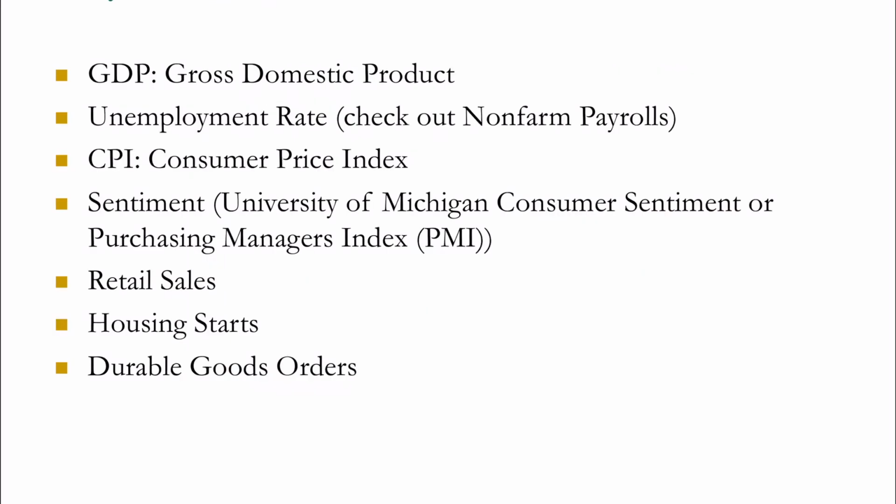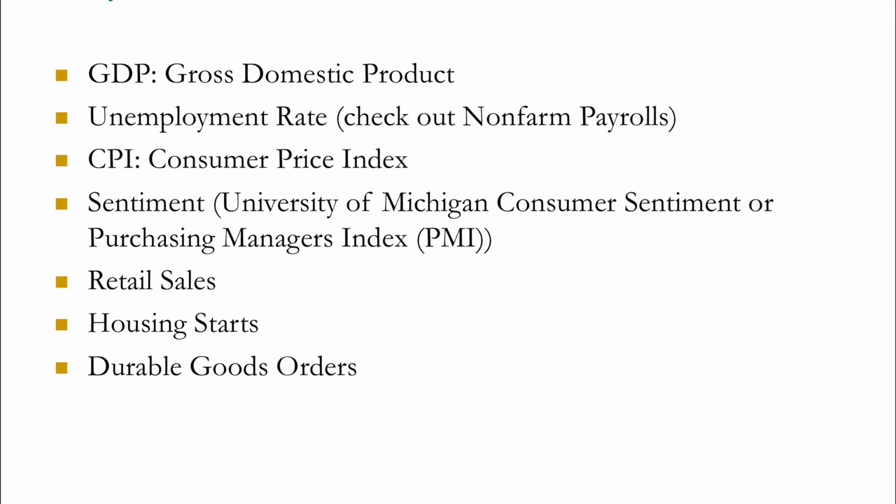So what are some key economic indicators that showcase where we are in the economic cycle? One is your GDP, gross domestic product. We also look at the employment rate and also check out non-farm payrolls. We look at the consumer price index, a measure of inflation. We look at sentiment, both University of Michigan consumer sentiment and also the purchasing managers index, which is a measure of business sentiment. We look at retail sales, so we're looking at consumer spending. We're looking at housing starts, which is new construction on new homes. And we're looking at durable goods orders.